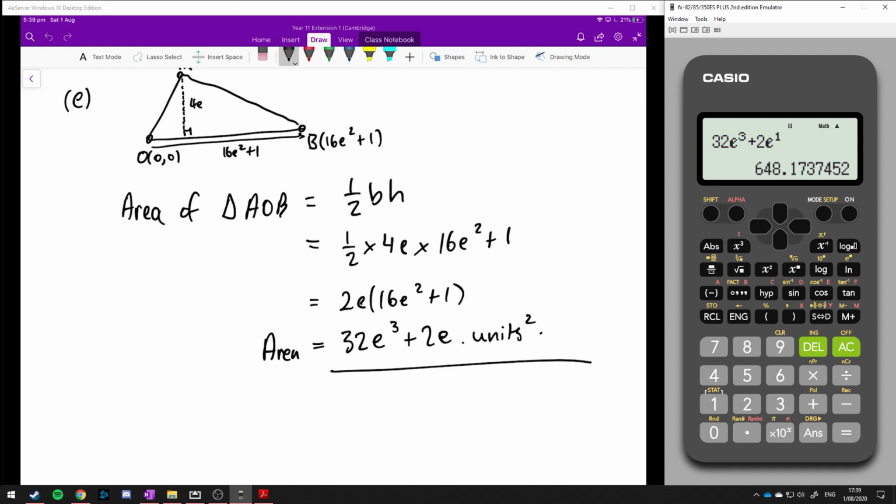So, with that being said, that is the end of this video, and what we're going to do next is look at the inverse of the exponential function, which is the logarithmic function.